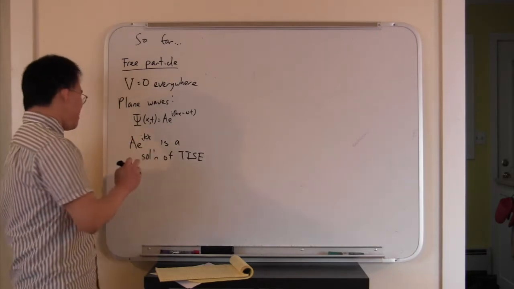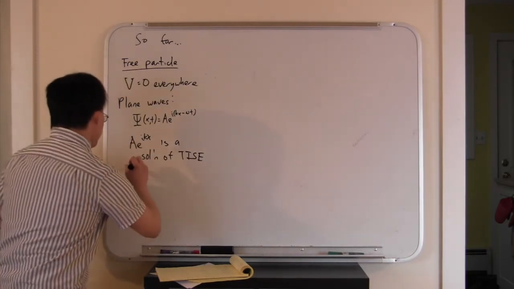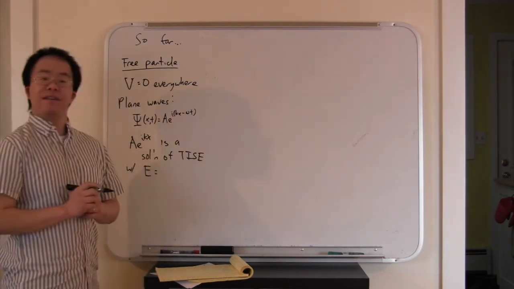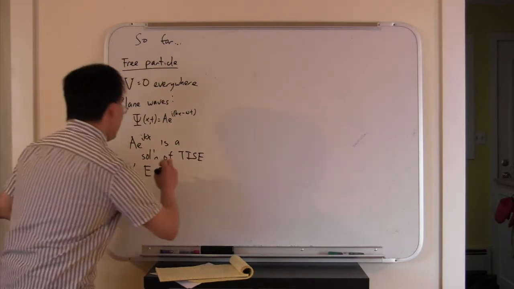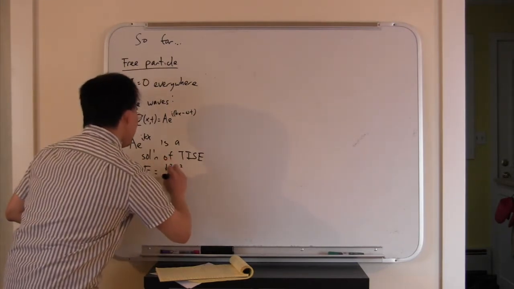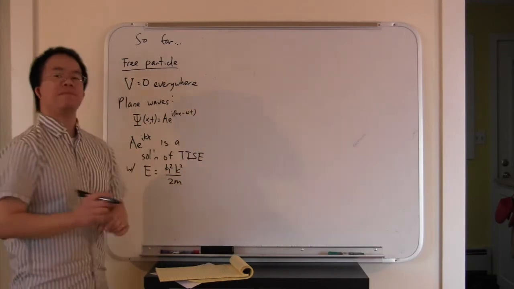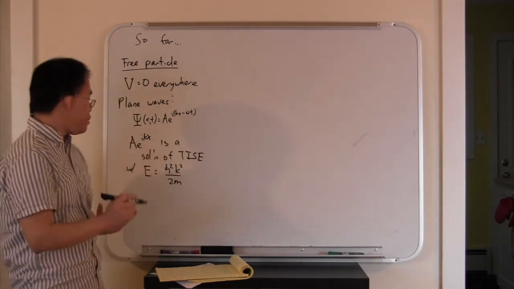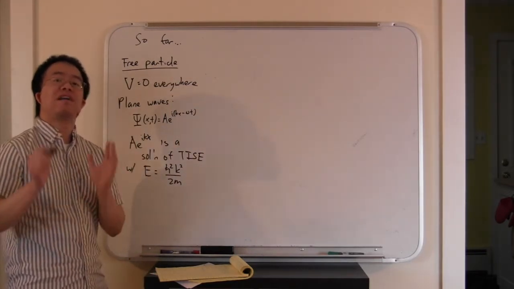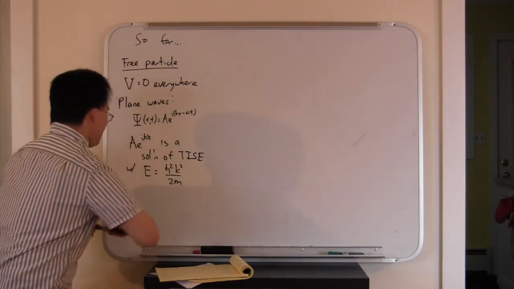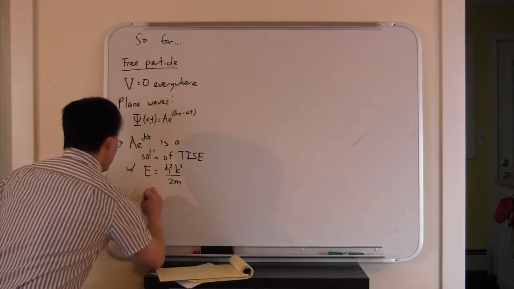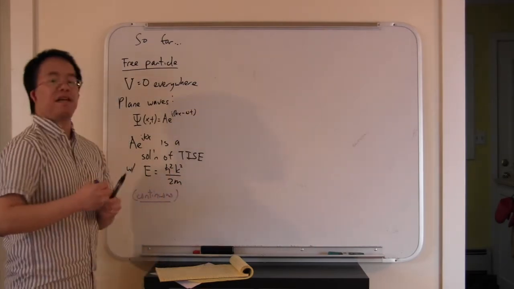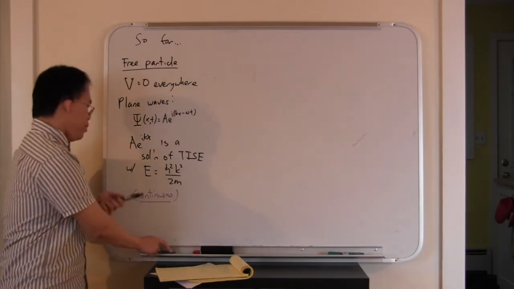If you go and plug this in, you find that the energy eigenvalue goes like h bar squared k squared over 2m. The critical thing here is that in the case of a free particle, the energy eigenvalues are continuous. E can take on any positive value.